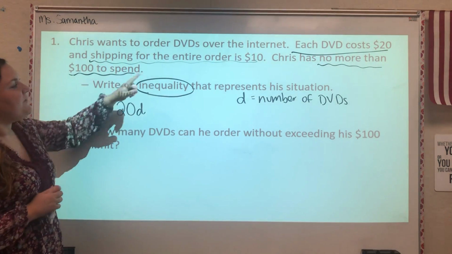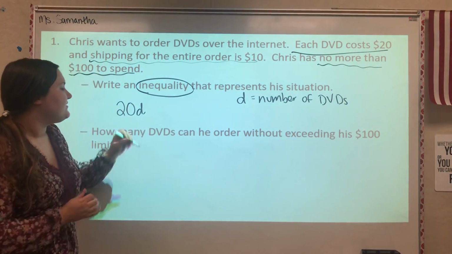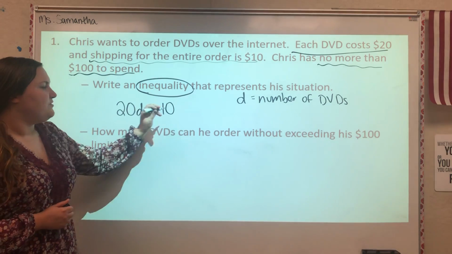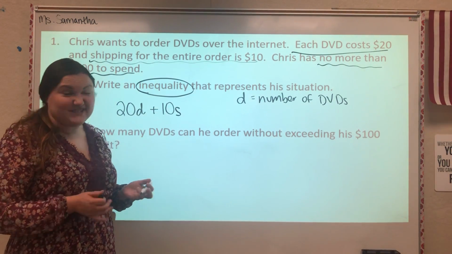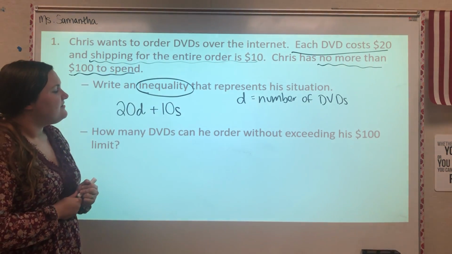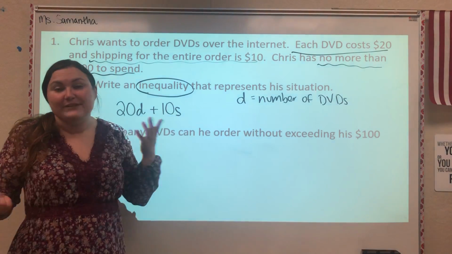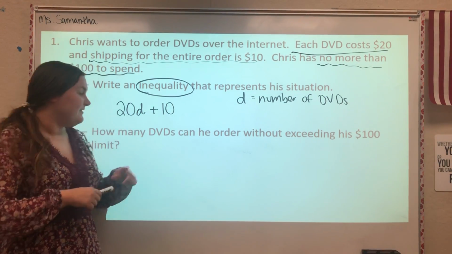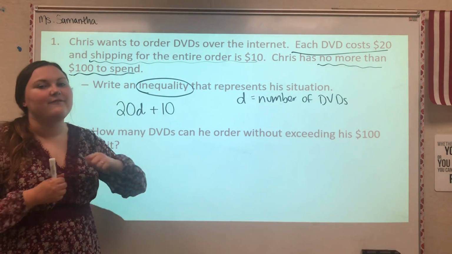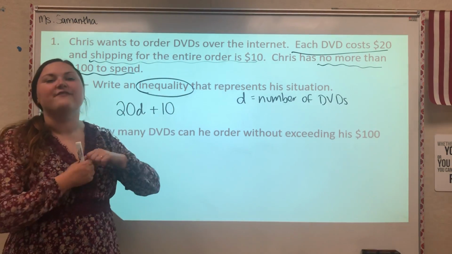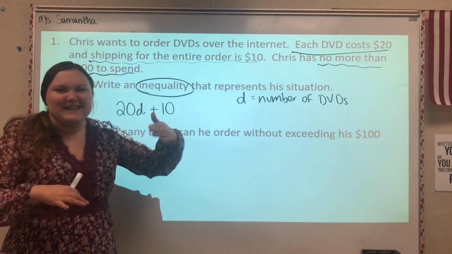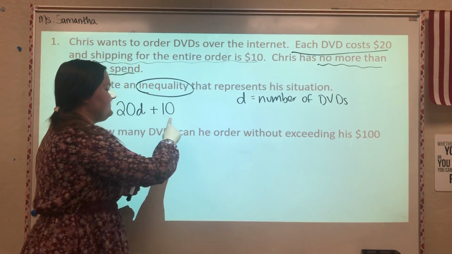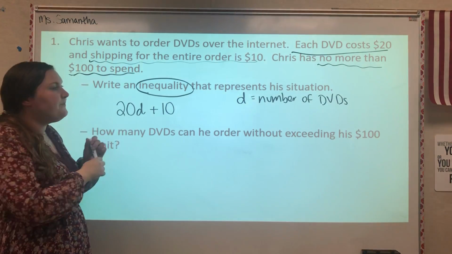He also pays $10 for shipping. So I'll go ahead and say plus the $10 for shipping. Do I need a variable there? Maybe like S for shipping? Well, the shipping is a one-time thing. He's only paying it once. We're not multiplying it by anything, so you don't need a variable. Here you need a variable because he's paying the $20 for every single DVD he buys, something that's happening more than once. So you'd be multiplying it by how many DVDs? This is just a one-time thing, so no variable.